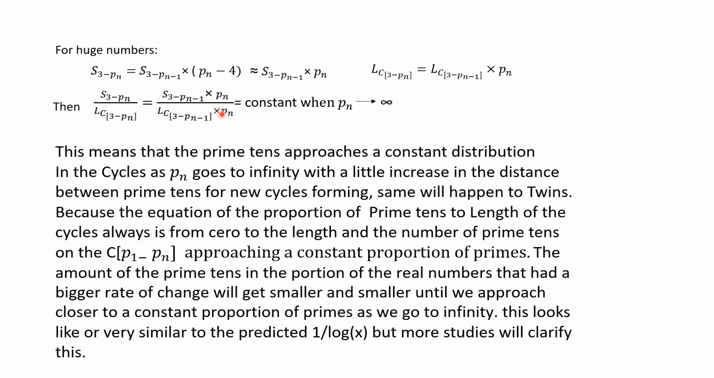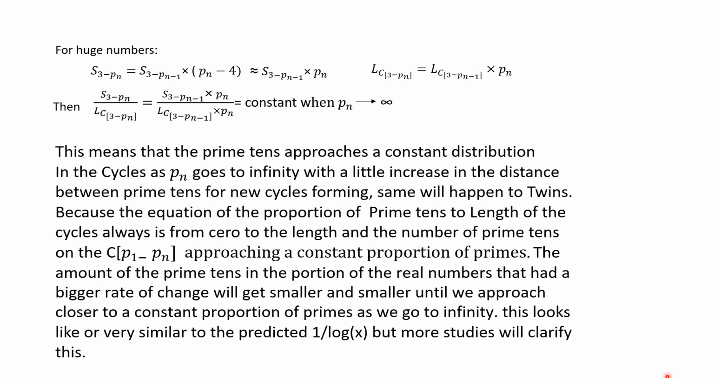So as prime n goes to infinity, this is going to be more and more constant, more and more proportional. This means that the prime times approach a constant distribution in the cycle as prime n goes to infinity, with a little increase in the distance between prime times for new cycles forming.